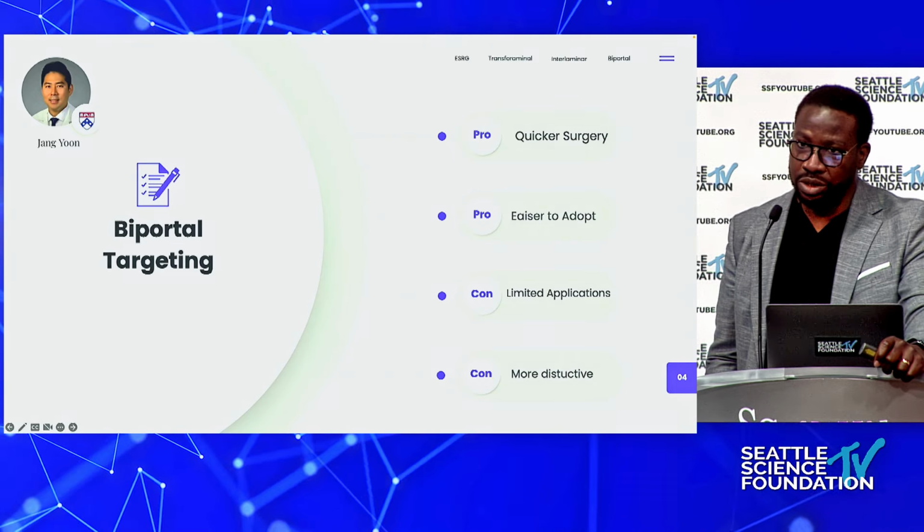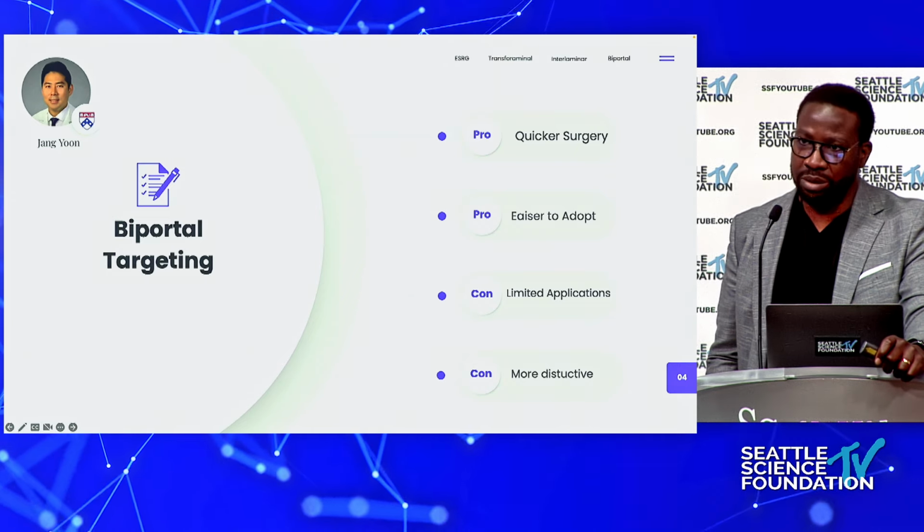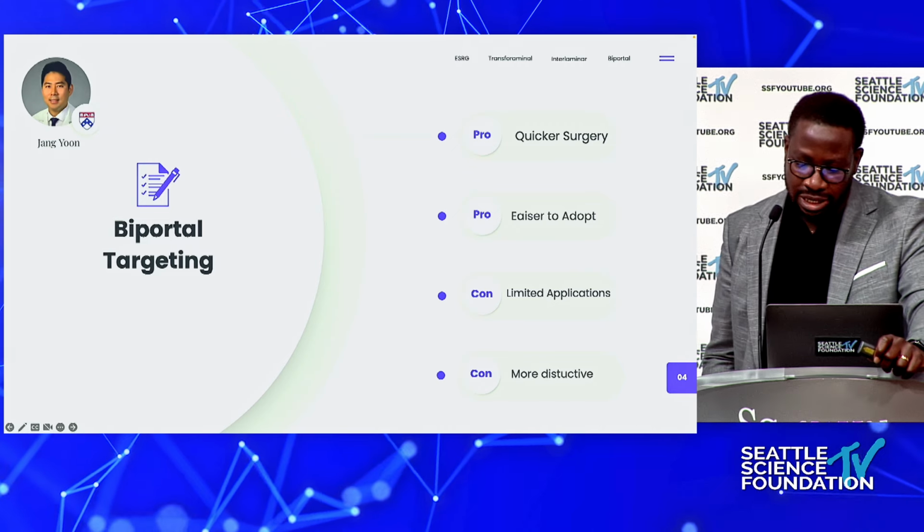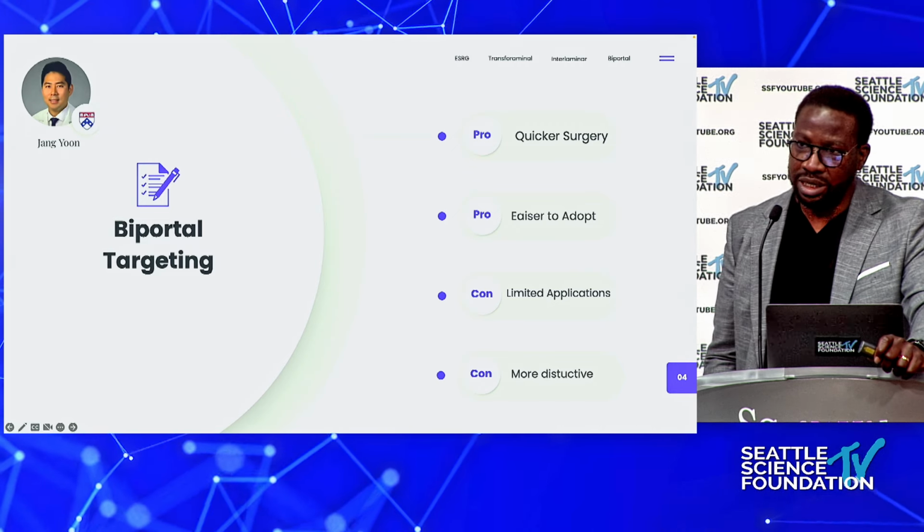Because you get to use two hands where you're looking at your instrument and then also are able to have 360 degrees use of that scope and your instrument. But I would say that one of the cons is limited applications.